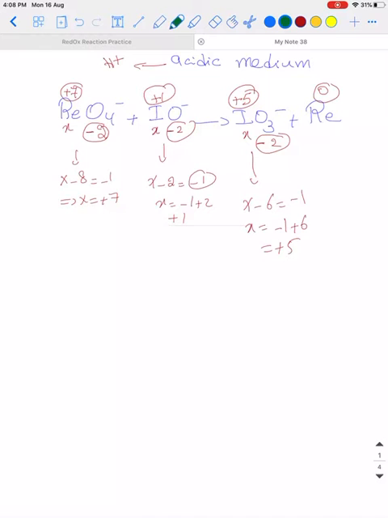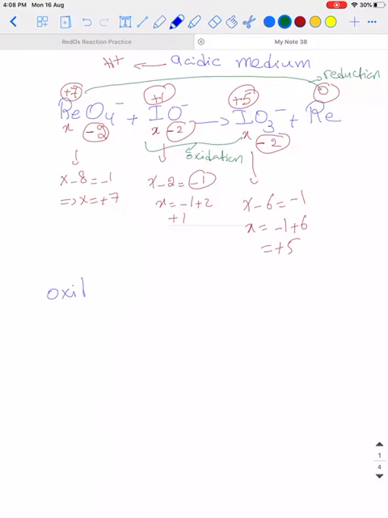Now let us see which substances got reduced and which got oxidized. From +7 to 0, positivity decreases, so this is reduction. From +1 to +5, positivity increases, so this is oxidation. Now we will balance each half reaction alone, and then we will add them to sum up the whole redox reaction. We will start with the oxidation half reaction.